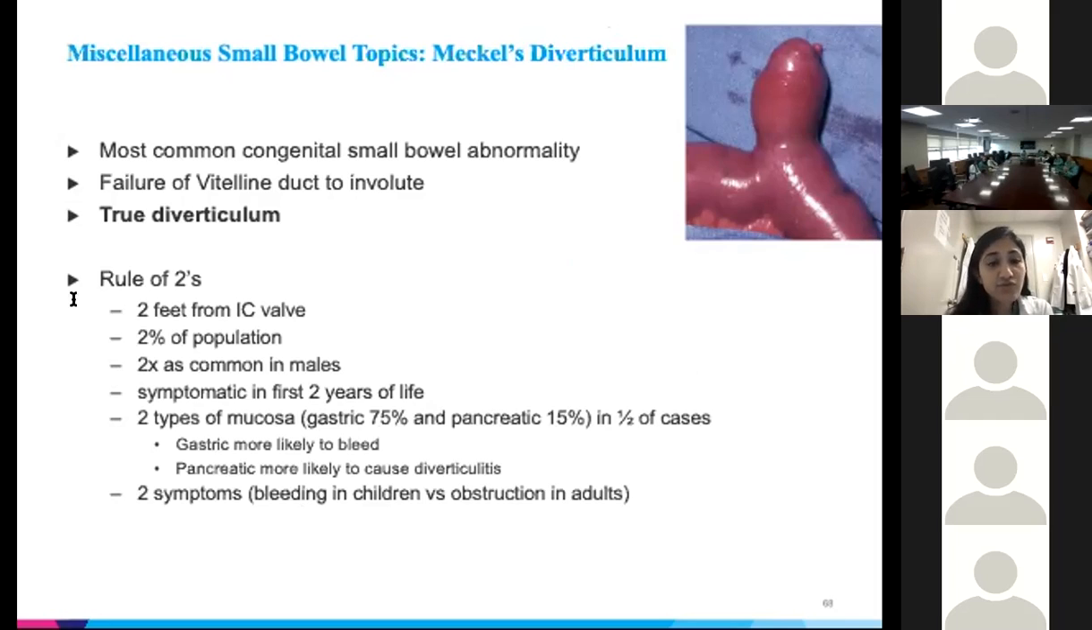So the rule of 2s for Meckel's diverticulum: it usually occurs about 2 feet from the ileocecal valve. It occurs in 2% of the population. It's twice as common in males. It's often symptomatic within the first 2 years of life. It includes 2 types of mucosa, gastric mucosa about 75% of the time, and pancreatic mucosa about 15% of the time. Gastric mucosa is more likely to bleed, whereas pancreatic mucosa is more likely to cause diverticulitis. There are 2 symptoms, typically bleeding in children, which happens with gastric mucosa, versus obstruction in adults.